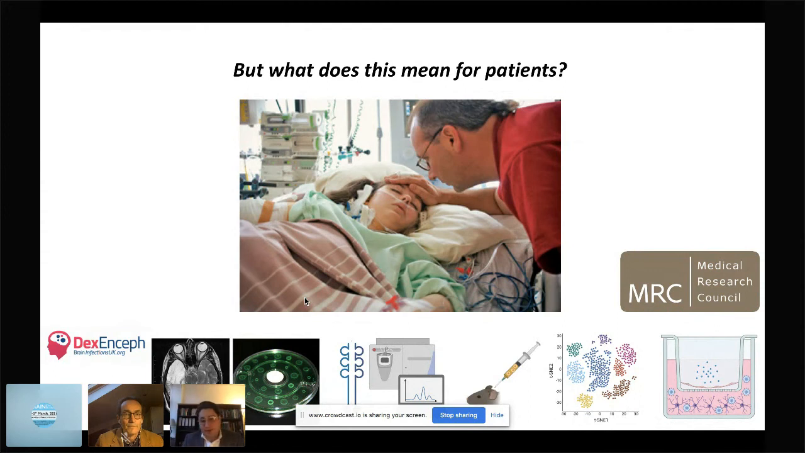And then these findings will be taken forward in a blood-brain barrier model so that we can really evaluate if the hypotheses generated by single-cell sequencing are held up in vitro.